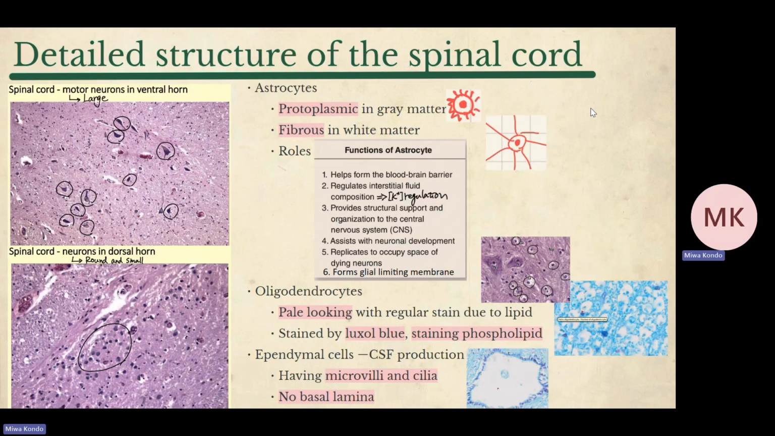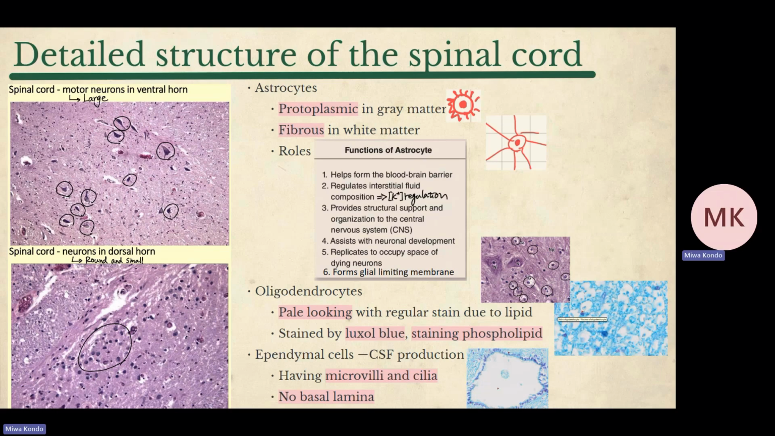Now let's focus on each cell type. Motor neurons in the anterior or ventral horn tend to be large, while sensory neurons in the posterior or dorsal horn are typically smaller and round.